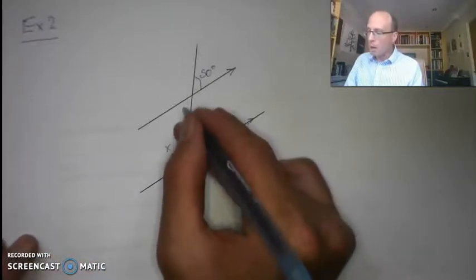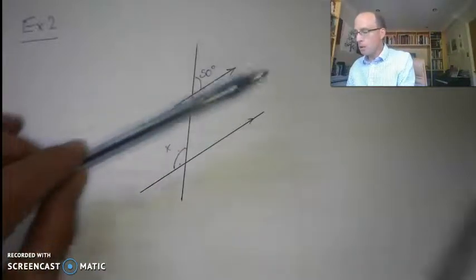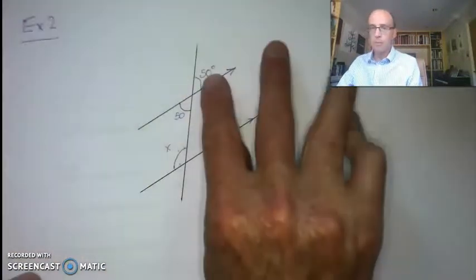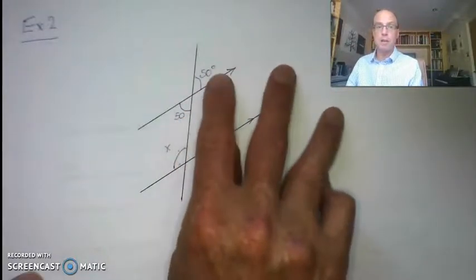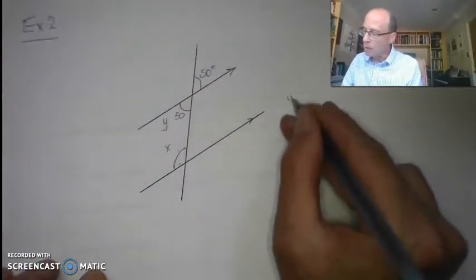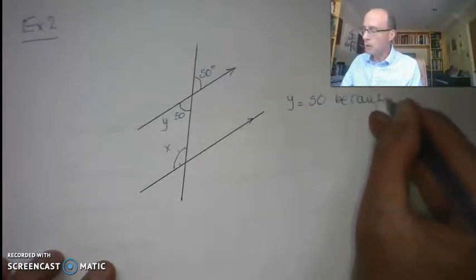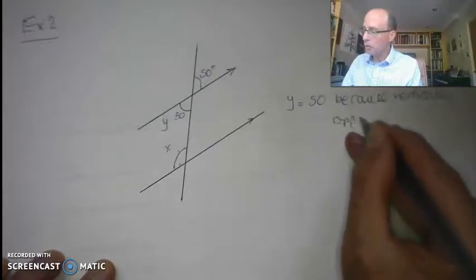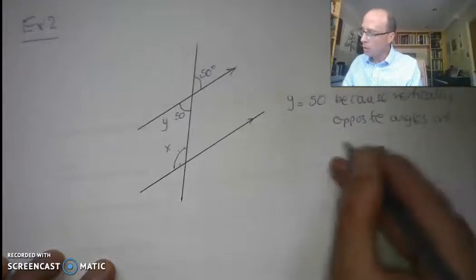I'm going to start off by working out this angle here. Because if I've got my two lines crossing like this, I know that the angle at the top is vertically opposite this angle here. So this angle must be the same as that because it's vertically opposite. So I might want to call that Y. Now I'm writing my reasons down. Y equals 50 because vertically opposite angles are equal.